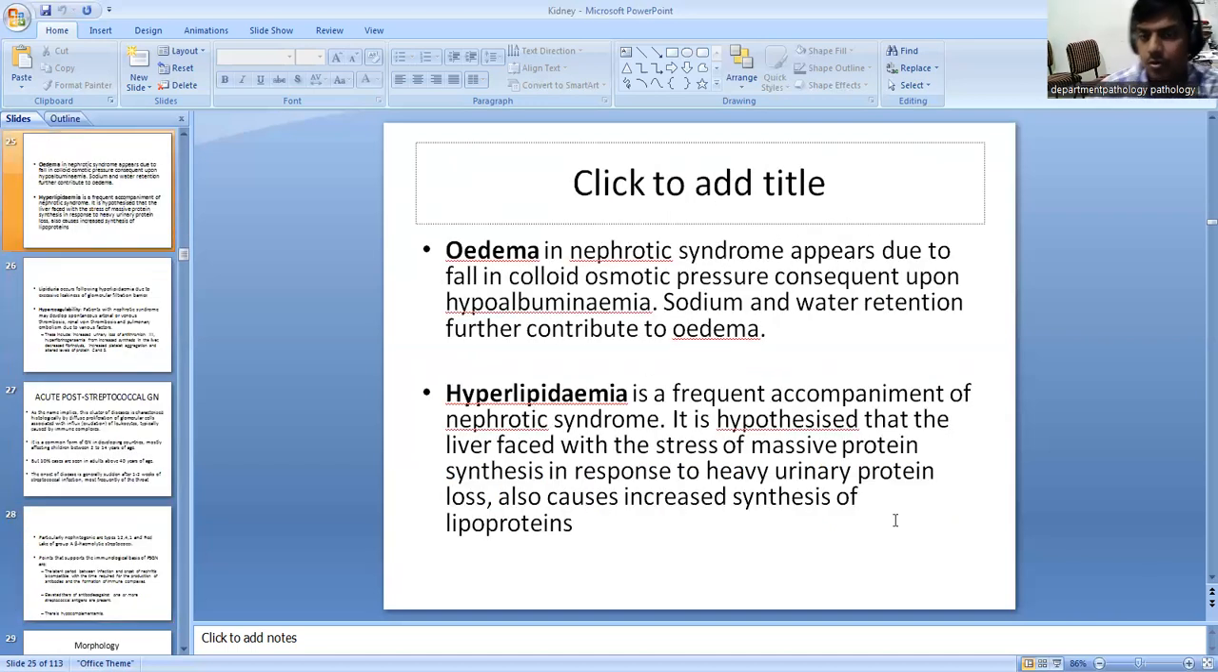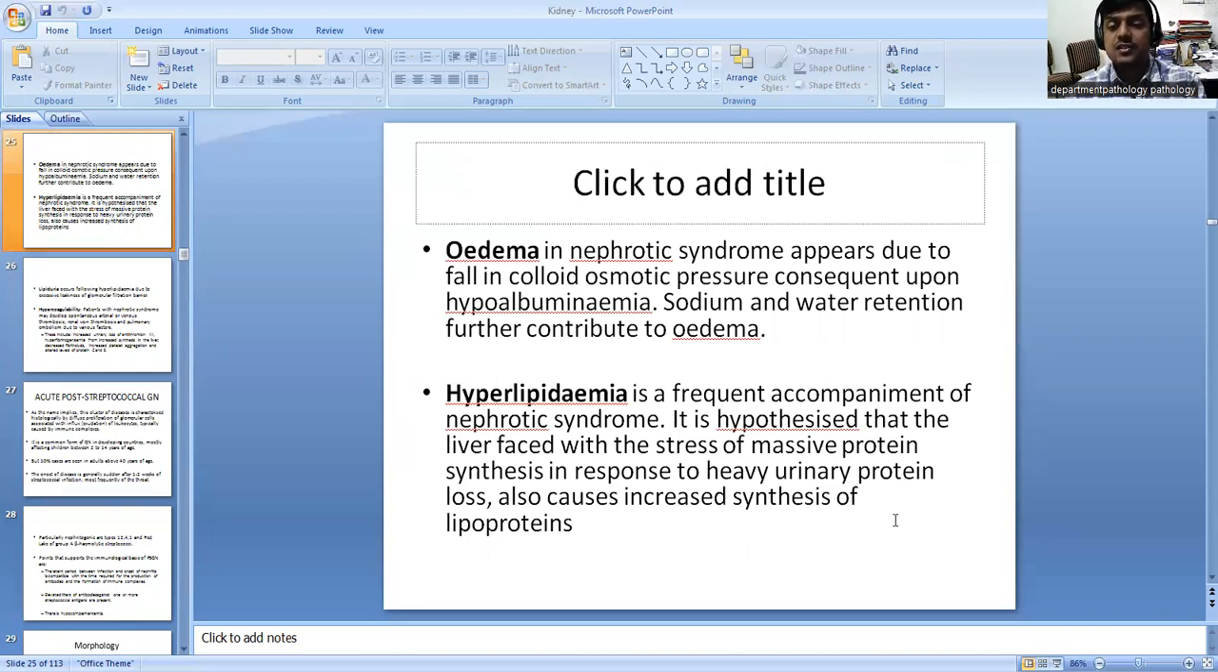Edema in nephrotic syndrome appears due to fall in the colloid osmotic pressure consequent upon hypoalbuminemia. Sodium and water retention further contribute to edema. Hyperlipidemia is a frequent accompaniment of nephrotic syndrome.